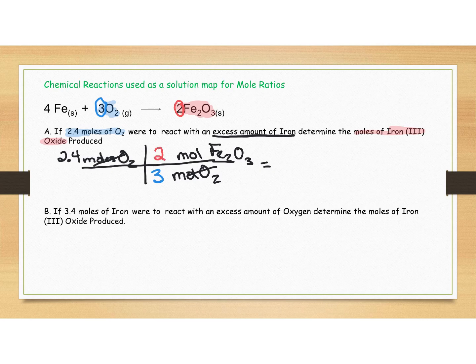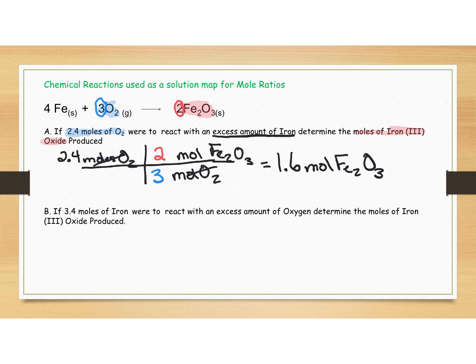So in this particular case, I'm going to take the 2.4 and multiply it by the 2 and then divide it by the 3 on my calculator. In that case, I will get an answer of 1.6 moles of Fe2O3.